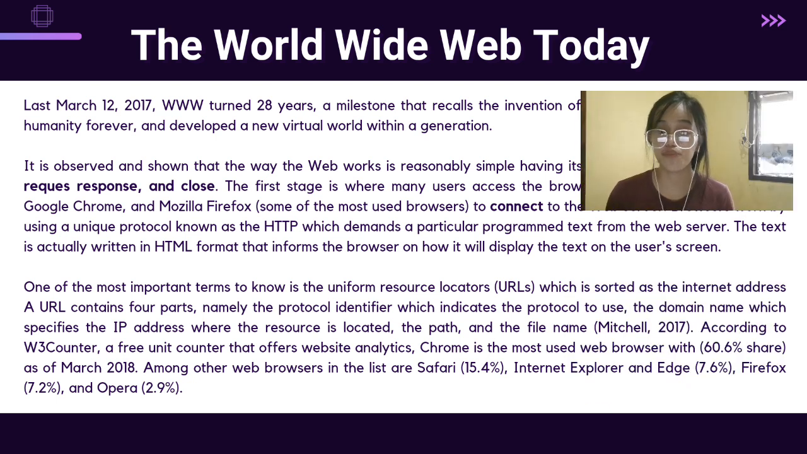So one of the most important terms to know is the Uniform Resource Locators, or the URLs, which is sorted as the internet address. A URL contains four parts, namely the protocol identifier, which indicates the protocol to use, the domain name, which specifies the IP address where the resource is located, the path, and the file name. So, kaning URL, no, mauni siya ang location of resource on the internet. I know familiar na mo aning URL since mauna atong gagamiton pang reference.